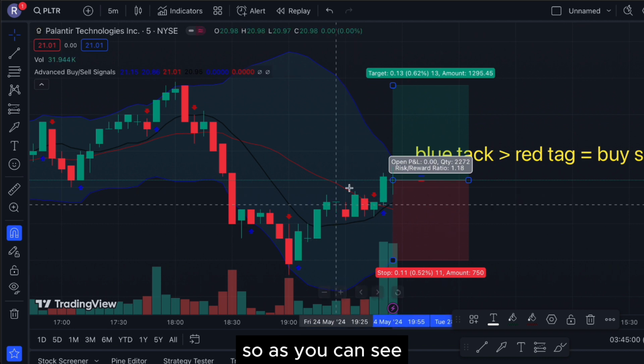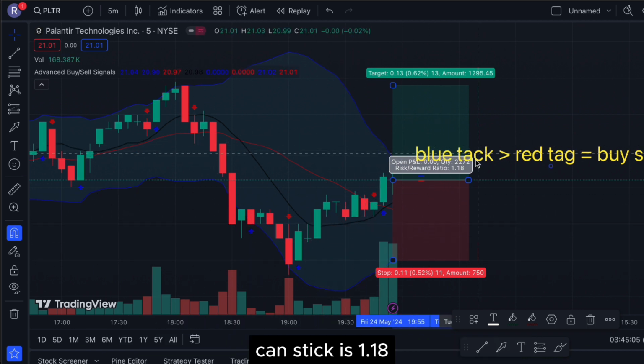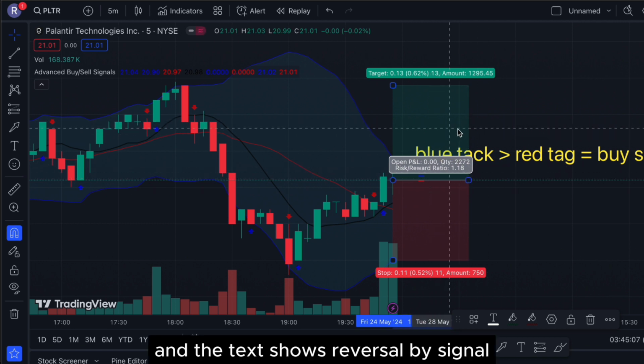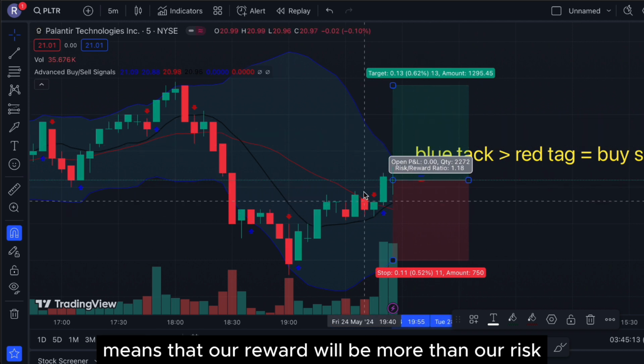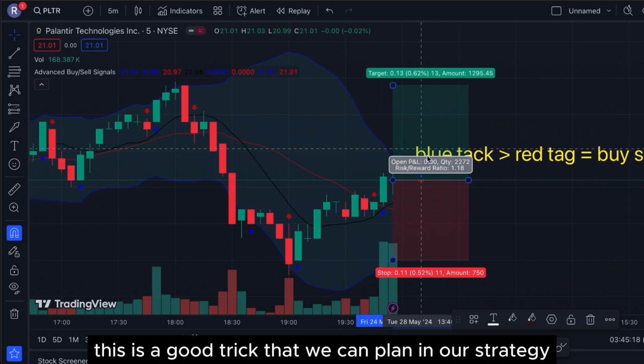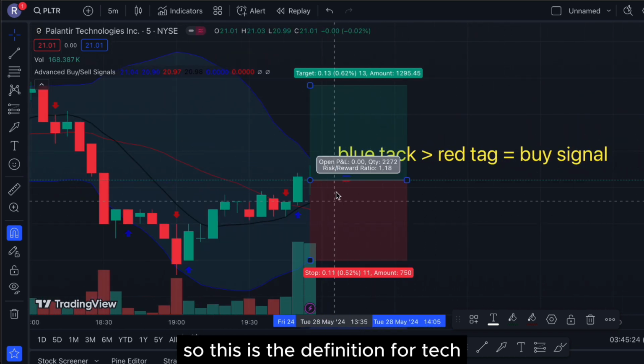As you can see, the risk reward ratio for long term, more than 10 candlesticks, is 1.18, and the text shows a reversal buy signal. The risk reward ratio is 1.18, meaning that our reward will be more than our risk. So this is a good trade that we can plan in our strategy. So this is the definition for the tag.